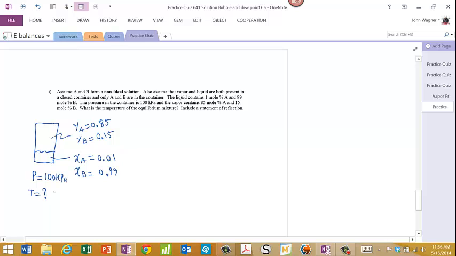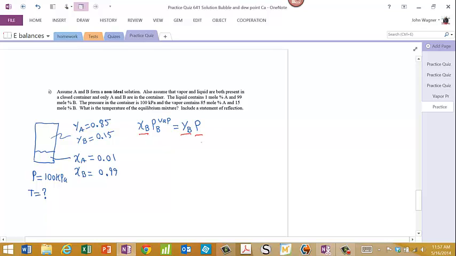Now we have a non-ideal solution, but it looks like in the liquid phase we have predominantly B. So while we can't write Raoult's law for A, B is at 99%, so we can probably get away with writing Raoult's law for B. Here we know the pressure, 100 kilopascals. We also know xB and yB.